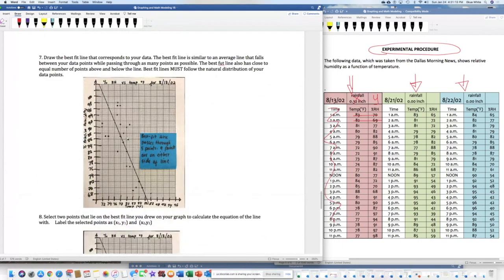Now the rule with the best fit line, this is supposed to be fit. As I said here, it must follow the natural distribution of your data points. It cannot be against the data points. You want to make sure it has as many points here. The best fit line is similar to an average line that falls between your data points while passing through as many points as possible.